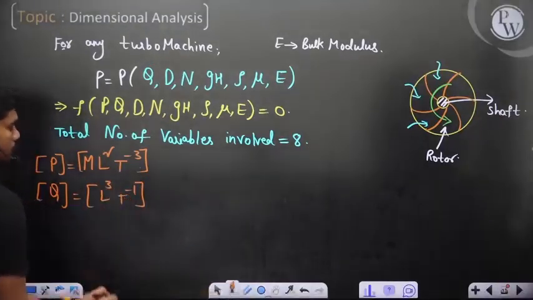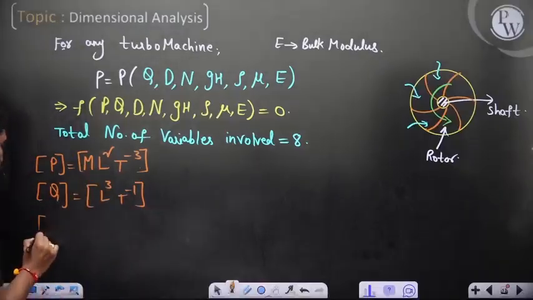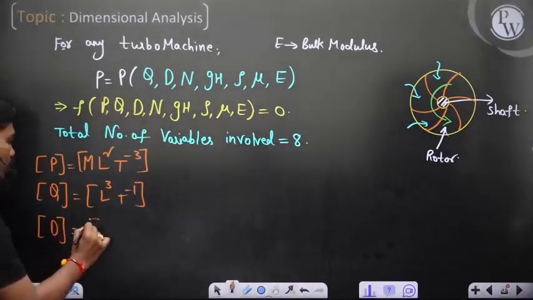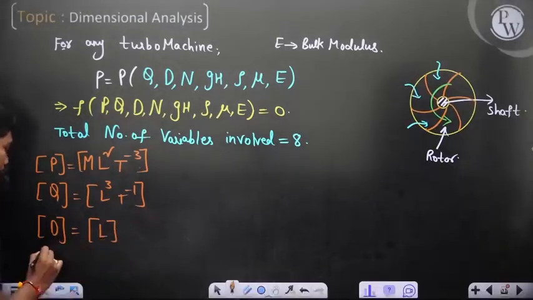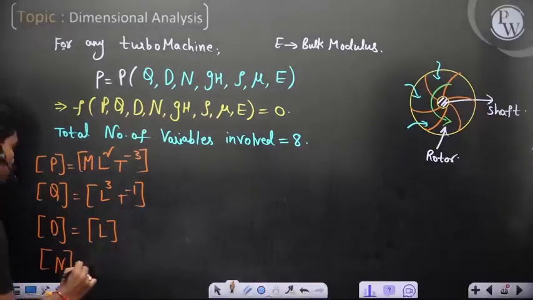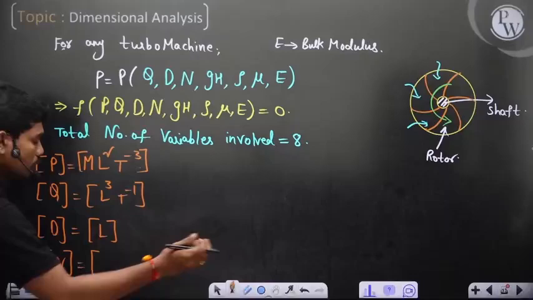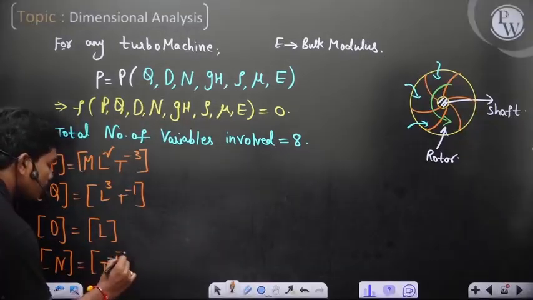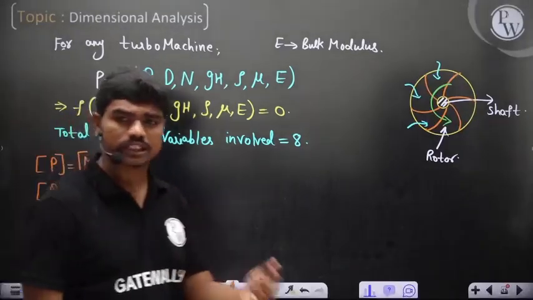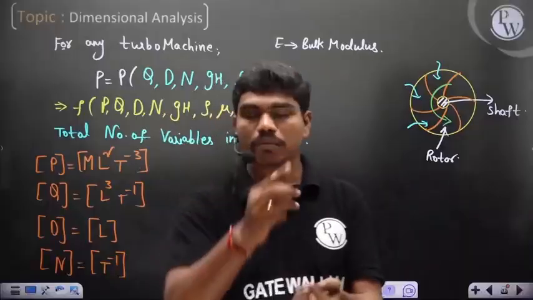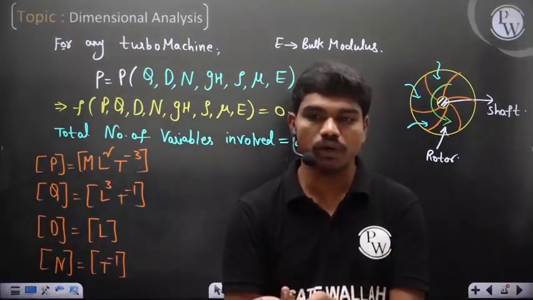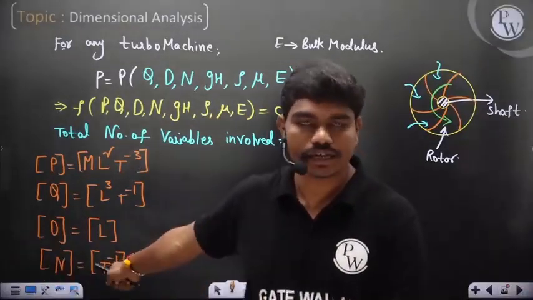L cube t power minus 1. Okay, then diameter. So D, इसका क्या होगा? Meter, L. N, rotation. So rotations per second, number of rotations per second. Number of rotations is not having any unit, you will just count. So time inverse, per second. Okay, rotations RPM, rotations per second, rotations per minute. So number of rotations is just a number, you don't have any units, you will just count. Per minute or per second will give this t power minus 1.